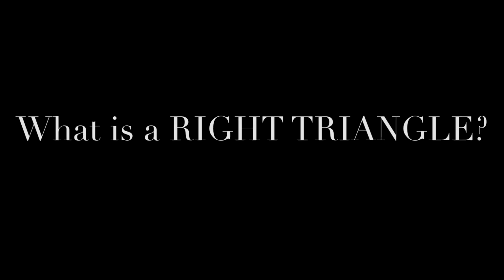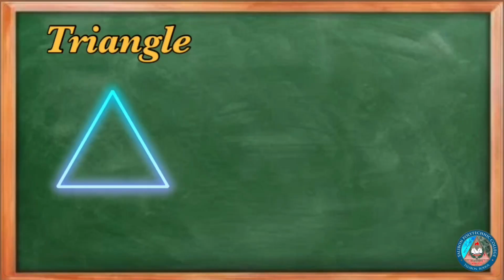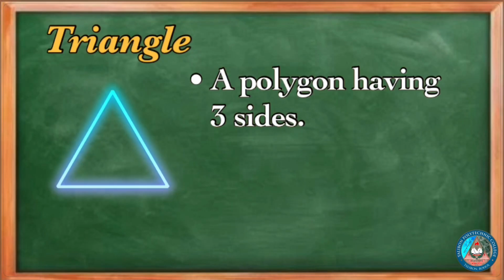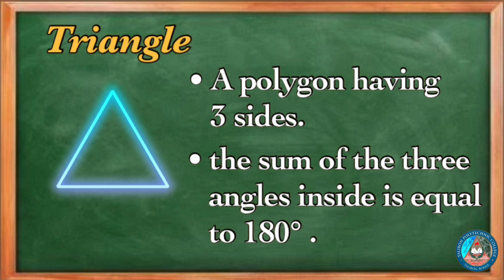Now, what is a right triangle? Recall that a triangle is a polygon having three sides. These three sides form three angles inside, such that the sum of the three angles is equal to 180 degrees.